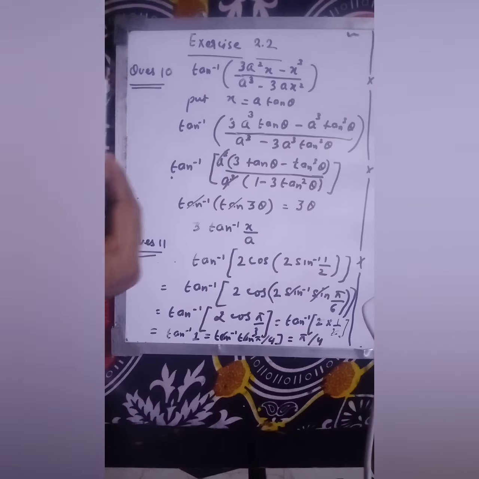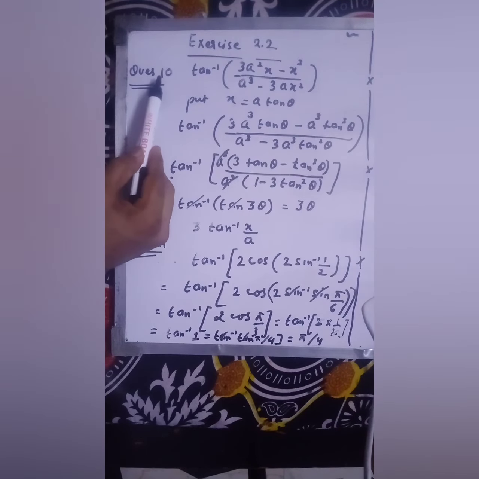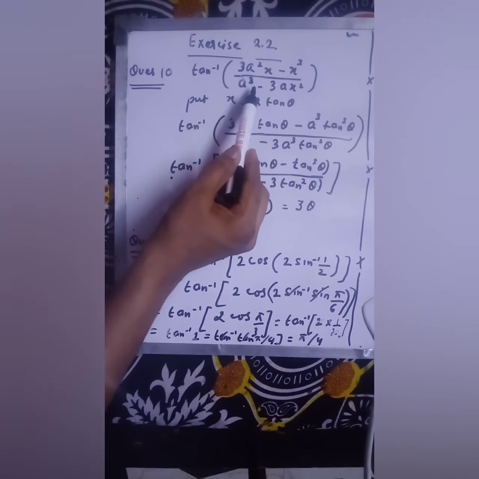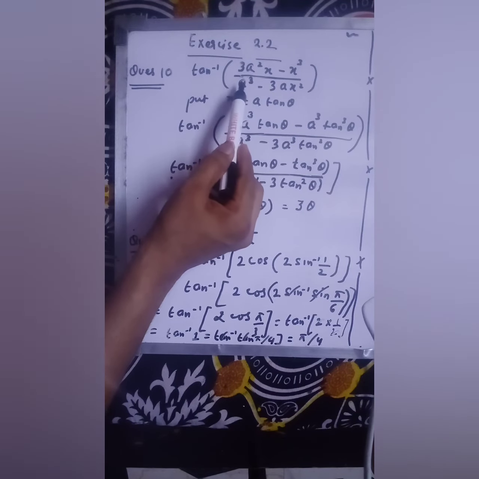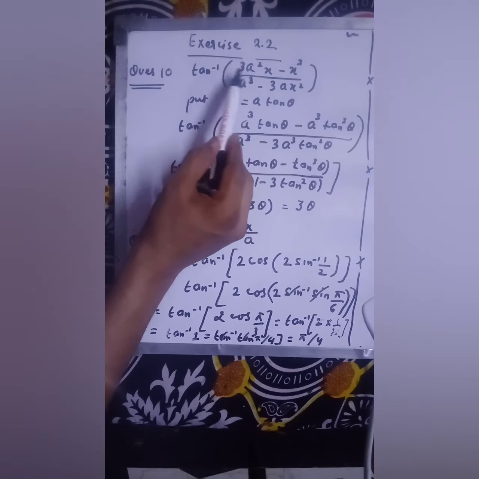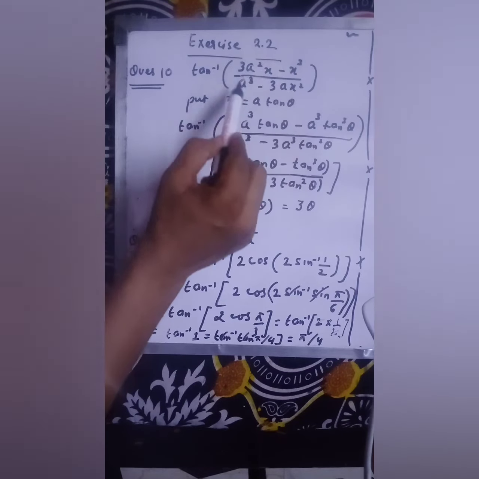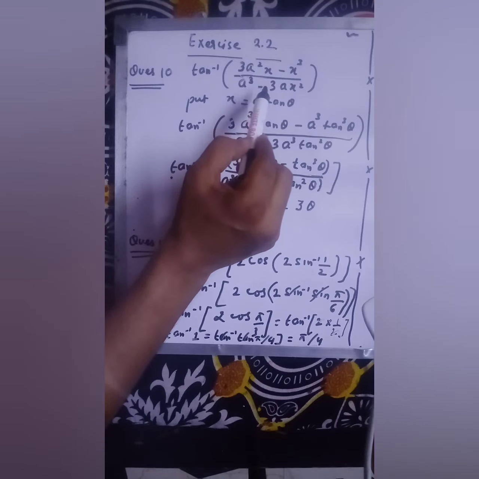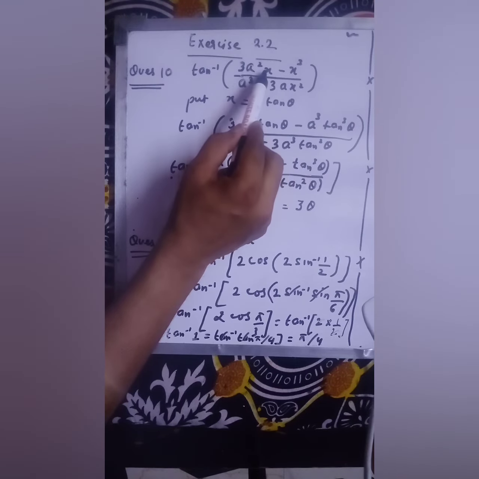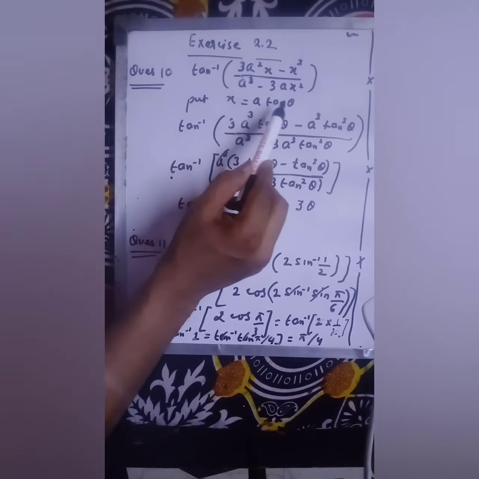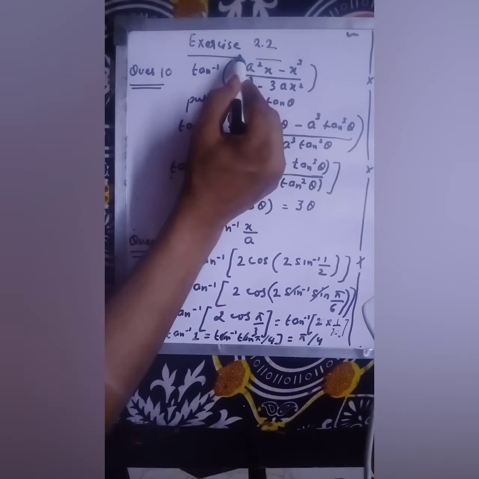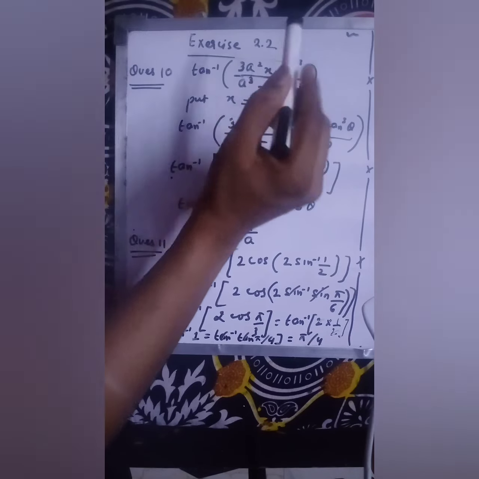Now this is your question number 10 of exercise 2.2. This is given to us and we have to write it in the simplest form. From this data we can guess that this may be the formula of tan 3 theta. If I put x equals a tan theta in this term, just wait.